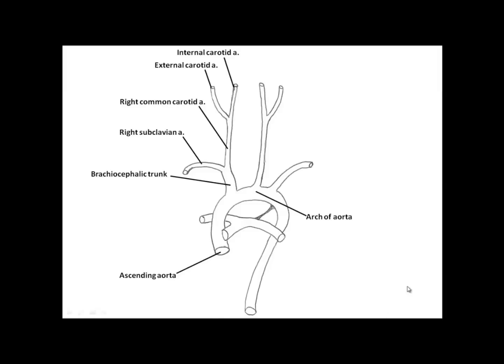The second branch is the left common carotid artery, again branching into an internal and external branch. And finally, the third branch off the aorta, most times, is the left subclavian artery. And the aorta continues inferiorly, and the descending aorta goes through the thorax, abdomen, and eventually splits to become the two common iliac arteries in the pelvis.